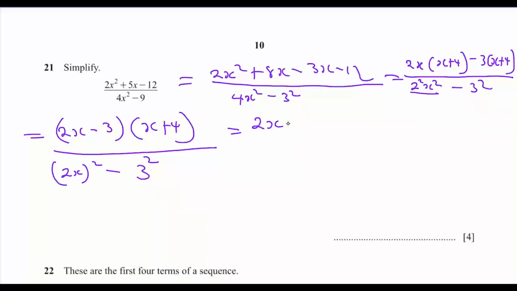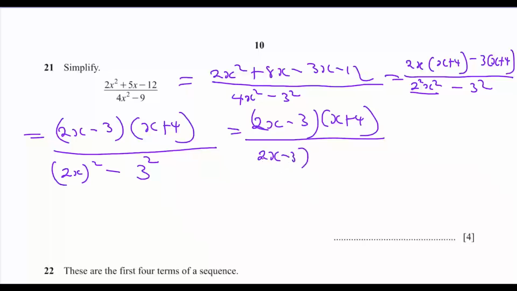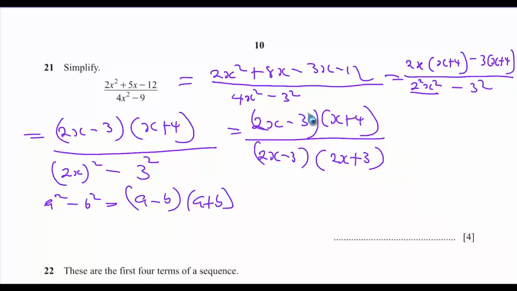We have 2x minus 3 into x plus 4, and this will be 2x minus 3 into 2x plus 3. Remember, when you have a squared minus b squared, it will be a minus b into a plus b. That's what I did there. So 2x minus 3, we cancel 2x minus 3. So the final answer is x plus 4 out of 2x plus 3.